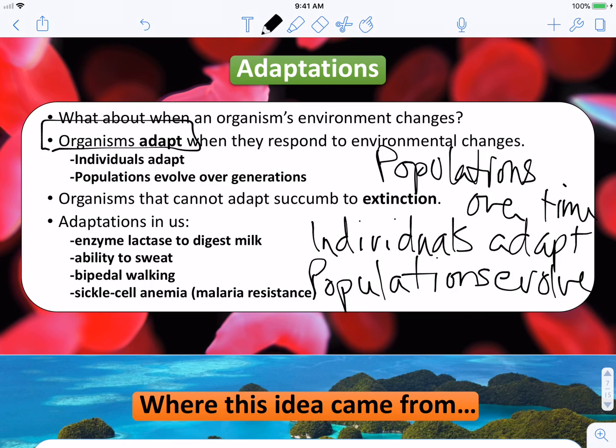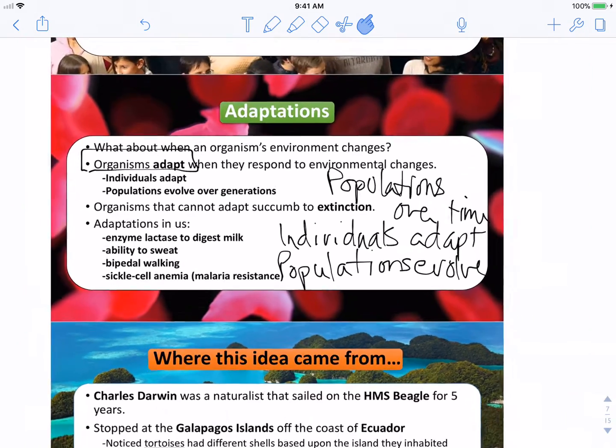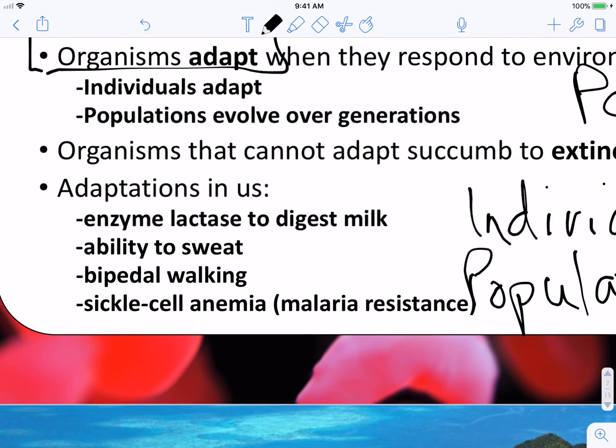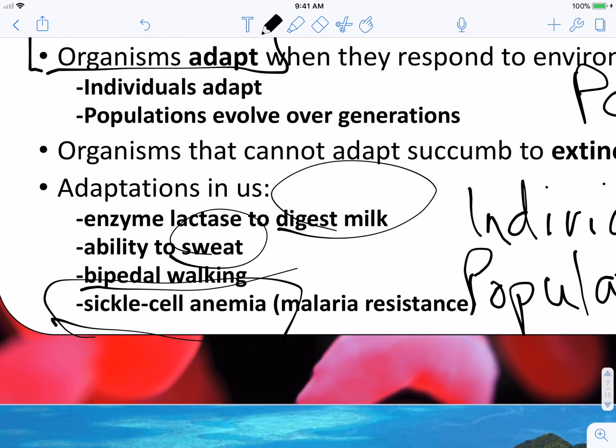And here are certain adaptations that we have evolved over time. Most of us can digest milk, the lactose, the milk sugar. We can sweat. We can walk on two legs. And some of us have also gotten sickle cell anemia, which is resistant to strains of malaria in Africa.